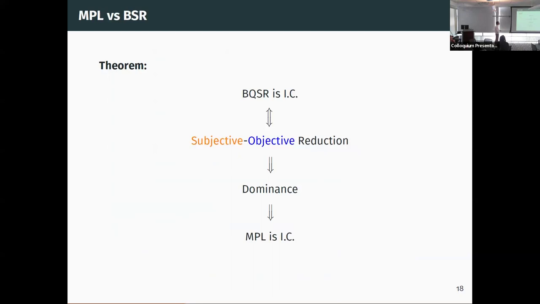We have a theorem. Basically, if you believe that binary quadratic scoring rules are incentive compatible, then people must be doing this reduction, they're multiplying the probabilities together. Well, if they're doing that, then they're going to satisfy this row dominance. And in that case, the MPL is also incentive compatible. I mean, people will tell the truth. So this theorem basically shows that if you're willing to use the BQSR, you should also be willing to use the MPL. The MPL should be theoretically superior to the BQSR. Okay.